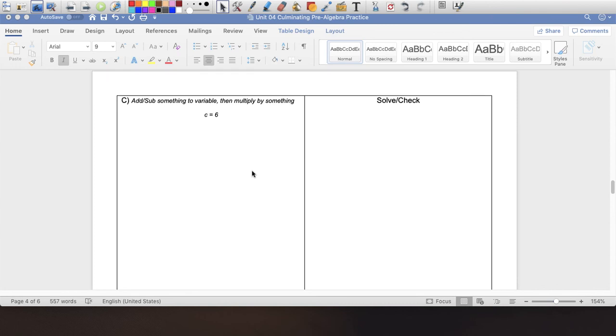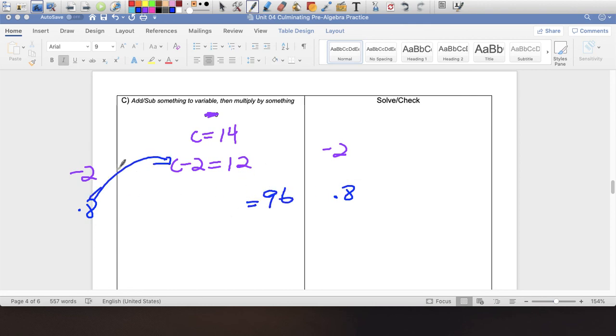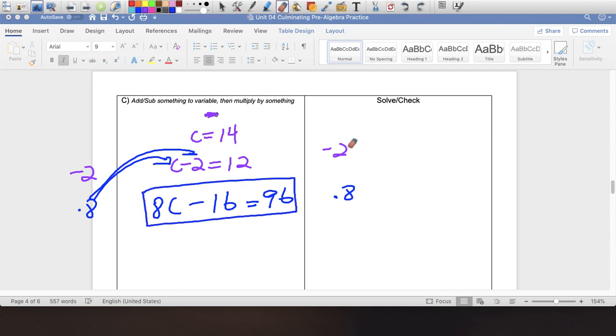I'll do 2 more. This one, let's pick c equals, I don't know, 14. Add or subtract something to both sides. Let's subtract 2. Let's keep it simple. So c minus 2, and 14 minus 2 is 12. Then multiply by something. So let's multiply by, I don't know, 8. Times 8. So on this side, 12 times 8 is 96. On this side, remember, everybody, 8 times c is 8c, minus 8 times 2 is 16. So that's my equation right here. There's nothing else they're asking me to do. I'm going to solve and check that one.